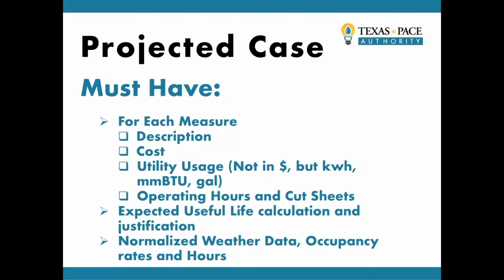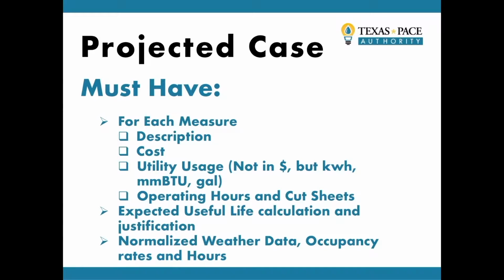For the end result of this analysis, there's a few things that are going to be must-haves that we're going to expect to see. We're going to expect to see for each measure a description. What is it? We'll need to know a cost. And we'll need to know its utility usage. And that number should be not in terms of dollars, but it should be in terms of the respective unit of that piece of equipment. So kilowatt hours, MMBTUs, gallons of water, whatever it may be.